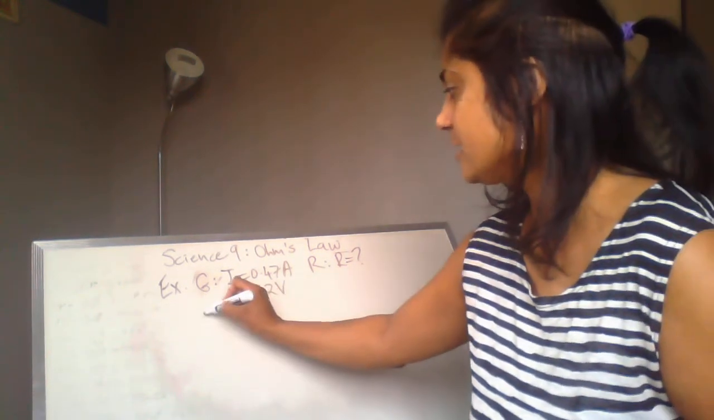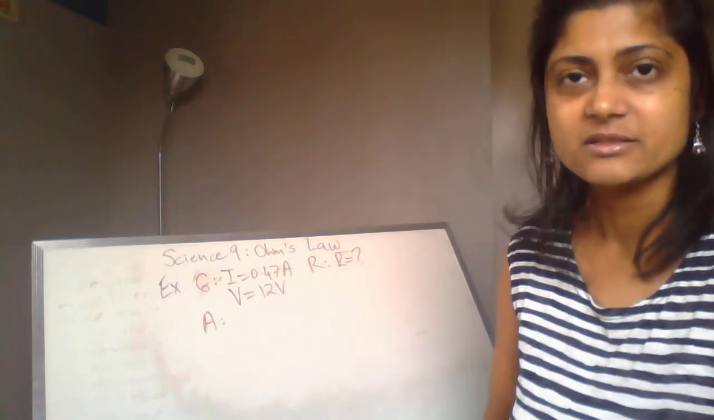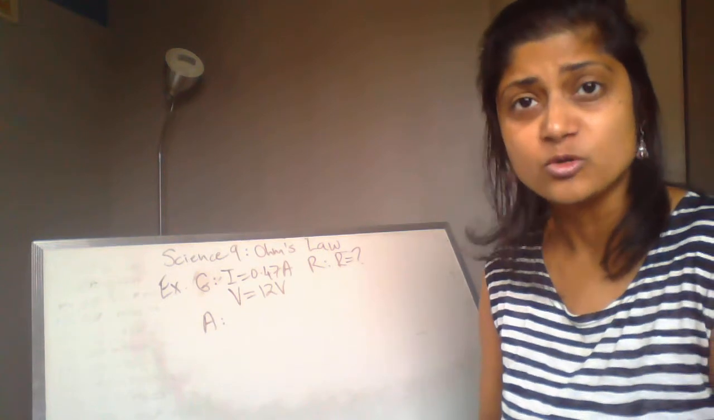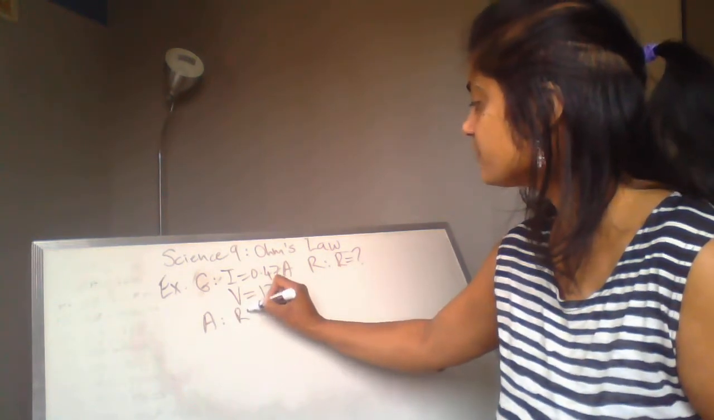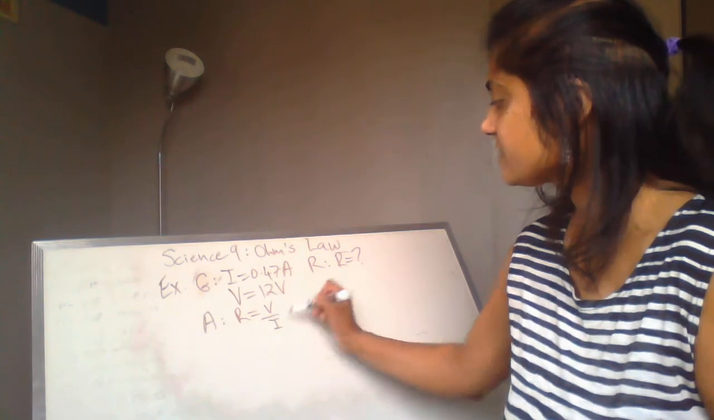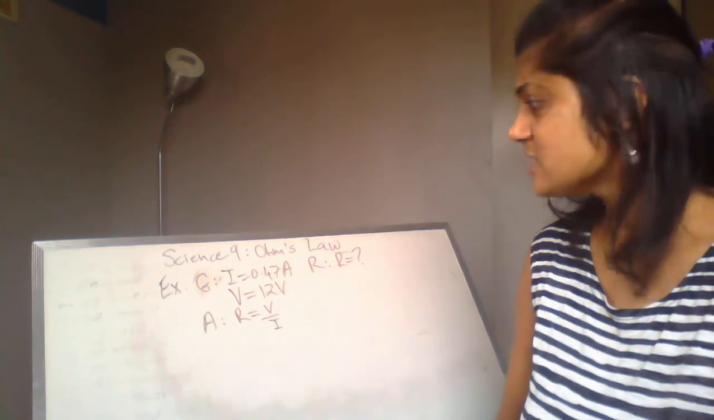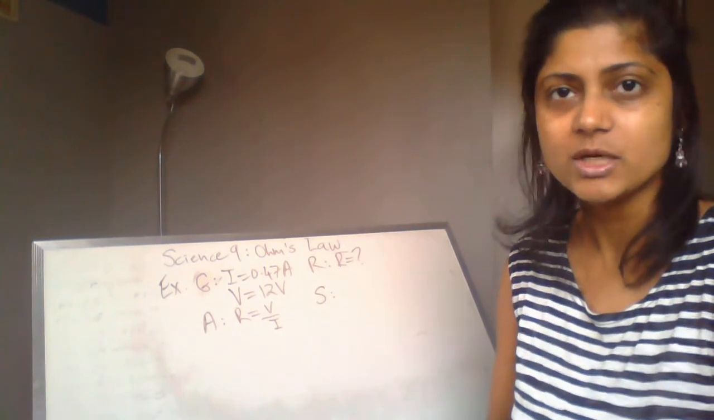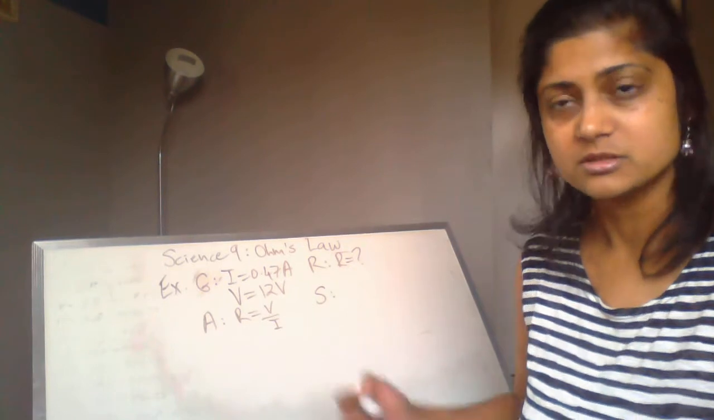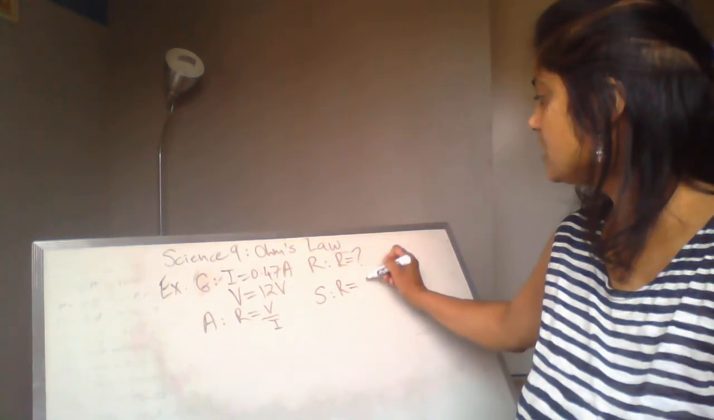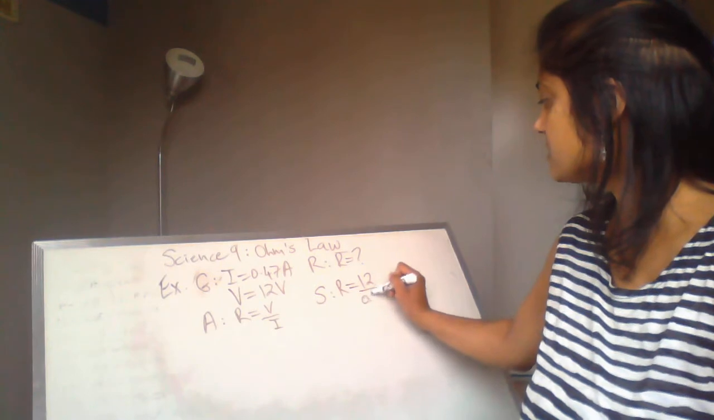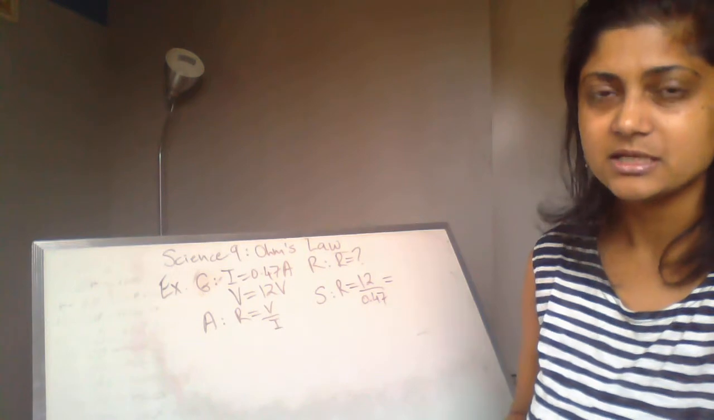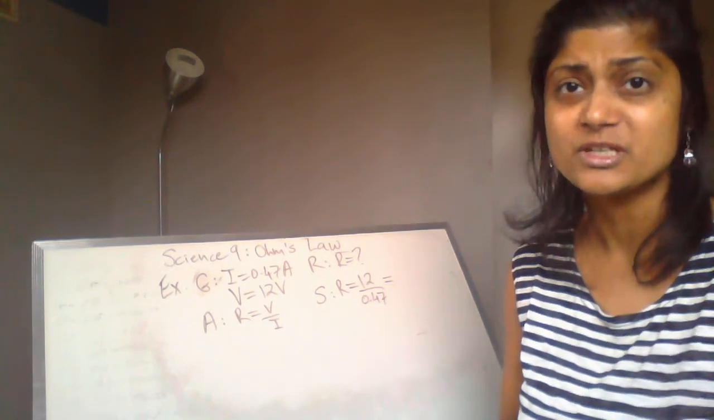The A in the GRASS method stands for analysis. In the analysis part, just write down the equation that you're going to use. So if I'm looking for the resistance, I'm doing V divided by I. That's all you're writing for the analysis section. The S is going to be the actual solution. So I'm going to do R equals the voltage, so 12 divided by 0.47, okay? You notice I'm not writing any of the units, and I don't need to do that when I'm actually subbing it into the equation, okay?